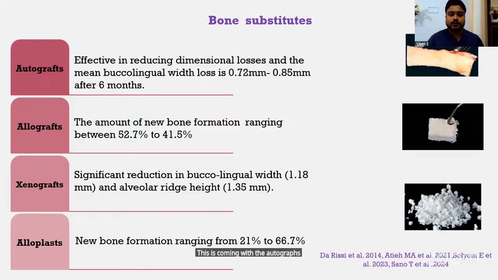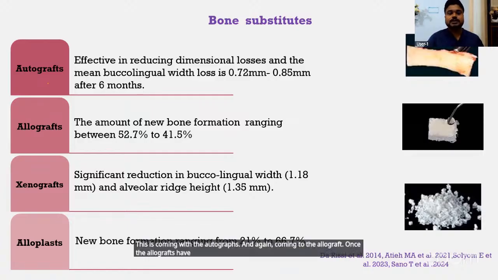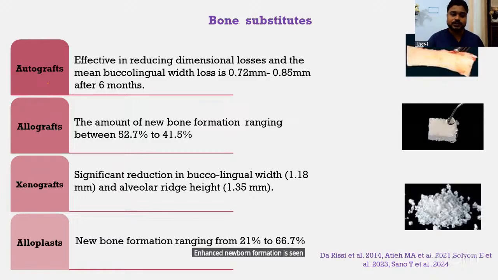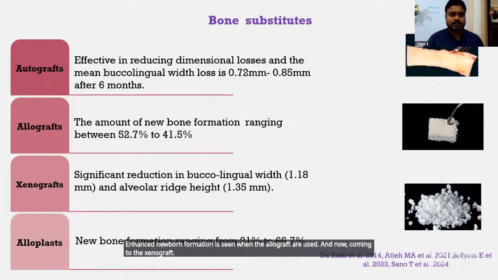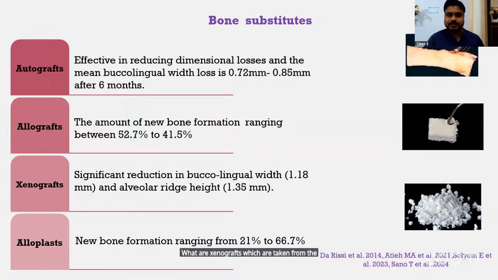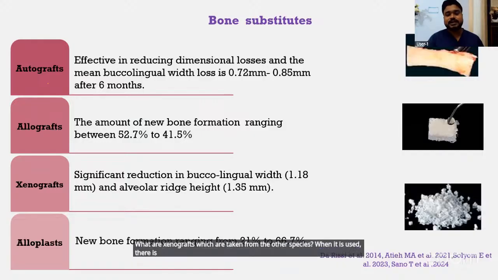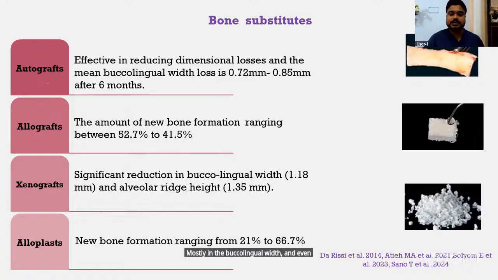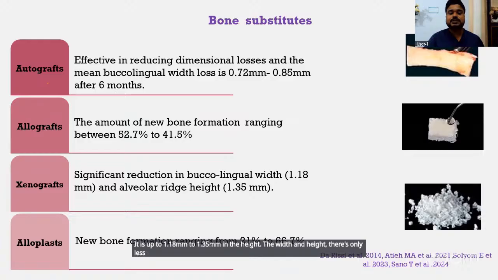And again coming to the allograft. Once the allografts have been used, the amount of new bone formation observed after 6 months is up to 52.7% to 41.5%, so 40 to 50% enhanced new bone formation is seen when the allografts are used. And now coming to the xenograft. What are xenografts? Which are taken from the other species. When it is used, there is significantly reduced alveolar ridge resorption, mostly in the buccolingual width and even in the alveolar ridge height. It is up to 1.18 mm to 1.35 mm in the height. In width and height, only less reduction is seen when the xenografts have been used.